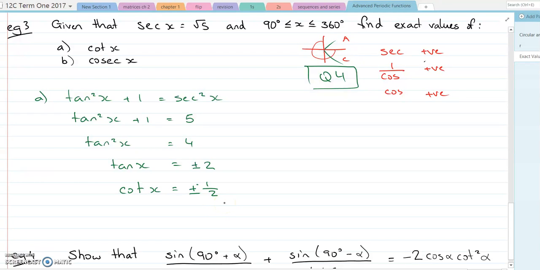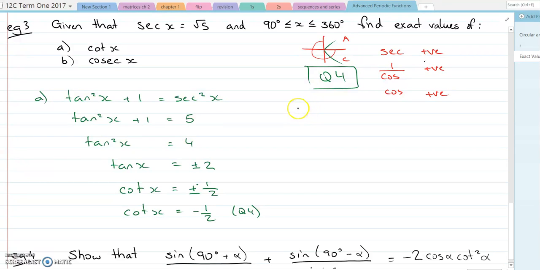Cotangent plus or minus. Actually, we can narrow that down by looking at our quadrant. We're in quadrant 4. Tan is negative, so cotangent is negative. So we're actually negative a half because we're in quadrant 4. So that's A.